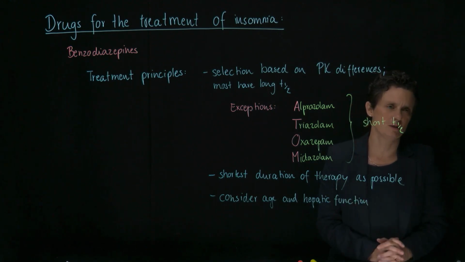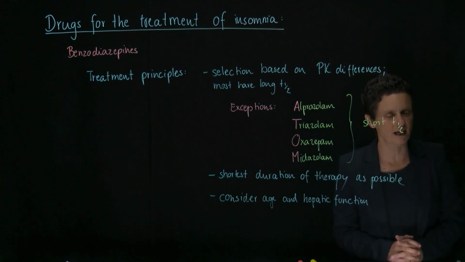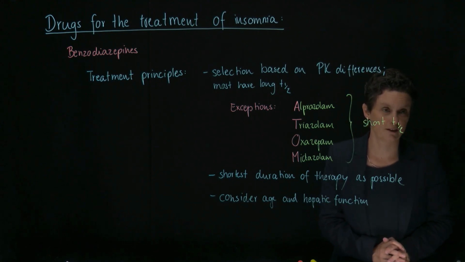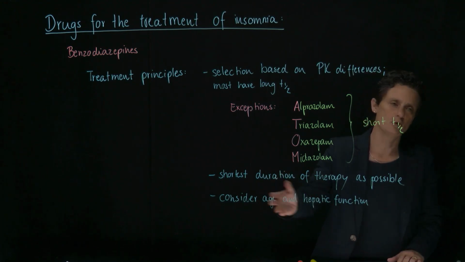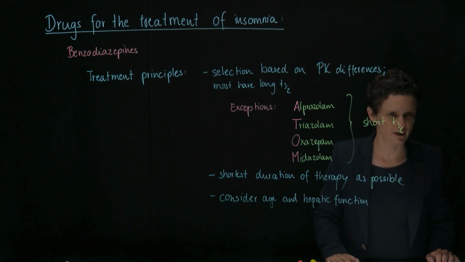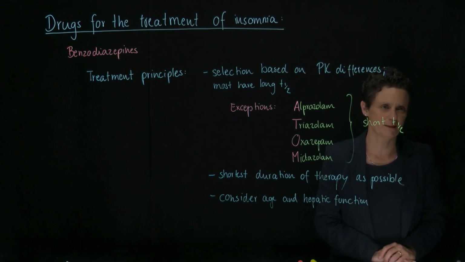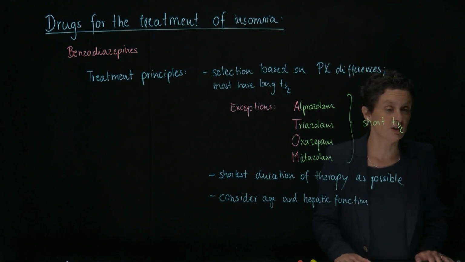Always try to use them for as short a time as possible because of substance use disorder. There are actually no studies that show any effectiveness after 1 month. You should also taper them off after a month, and always consider age and hepatic function because most of them need to go through the CYP enzymes. This finishes the benzodiazepine section. We're now going to continue with other drugs used in the treatment of insomnia.